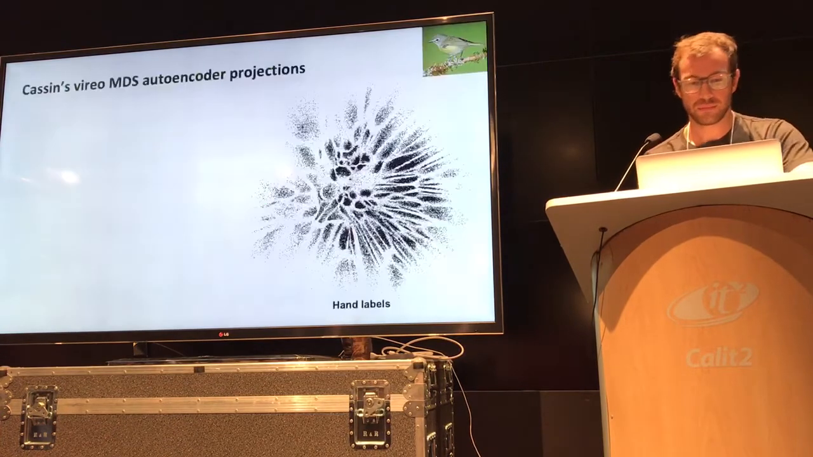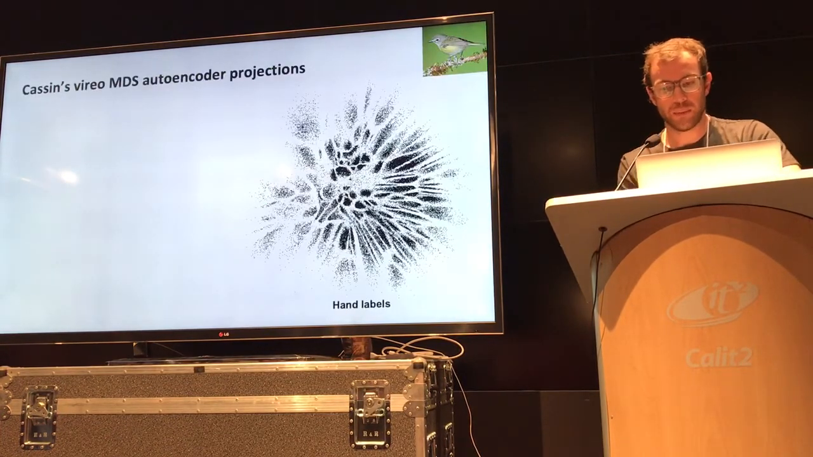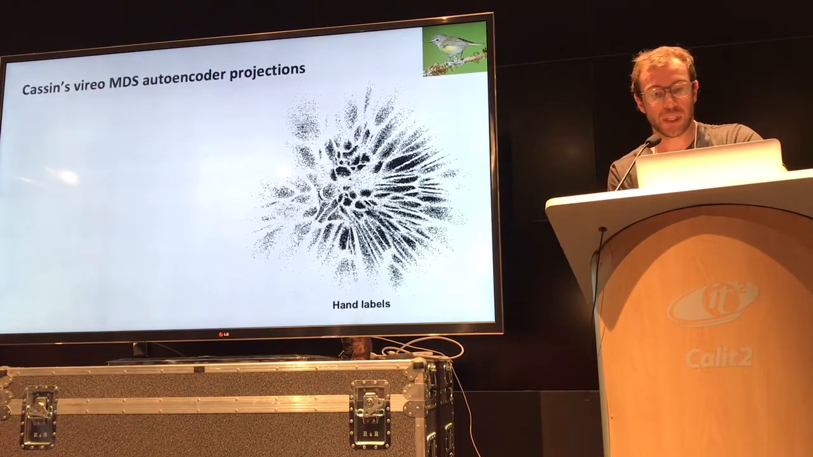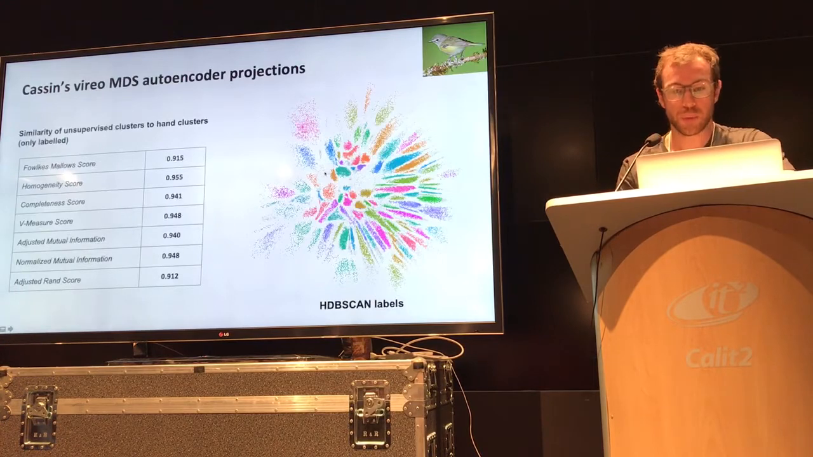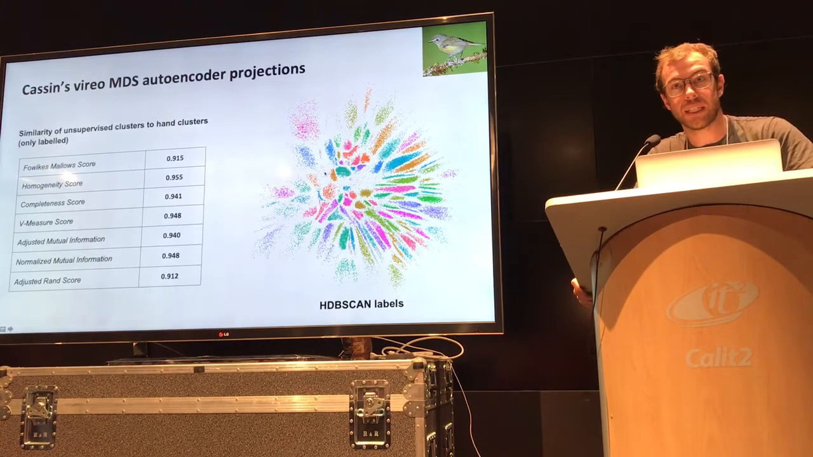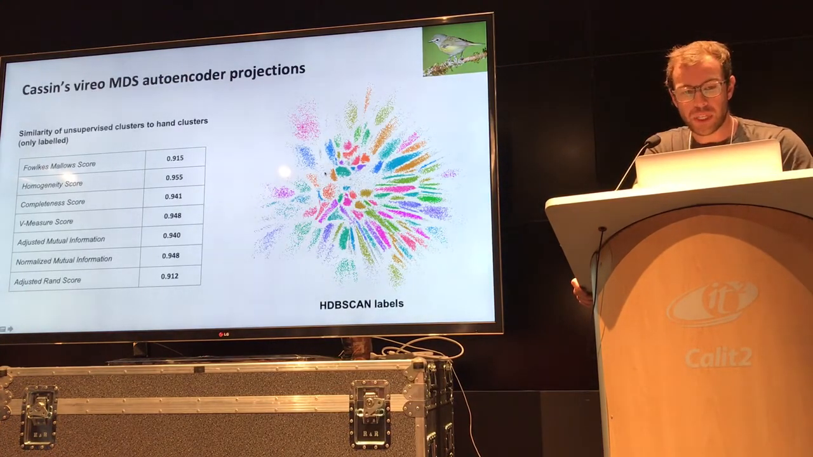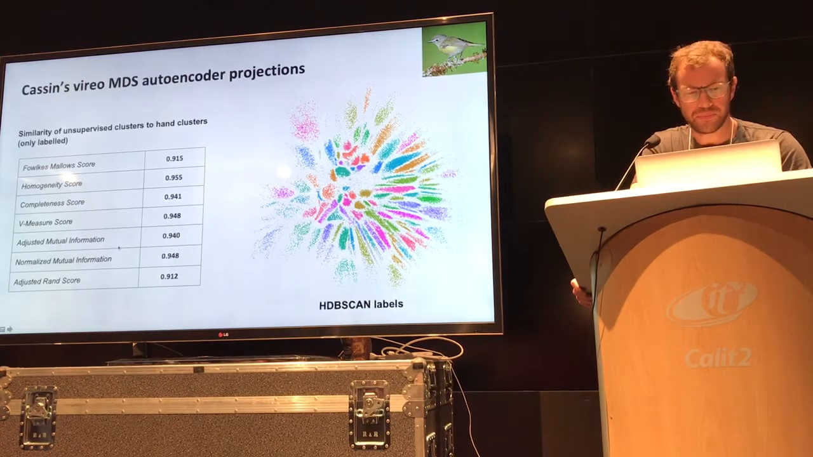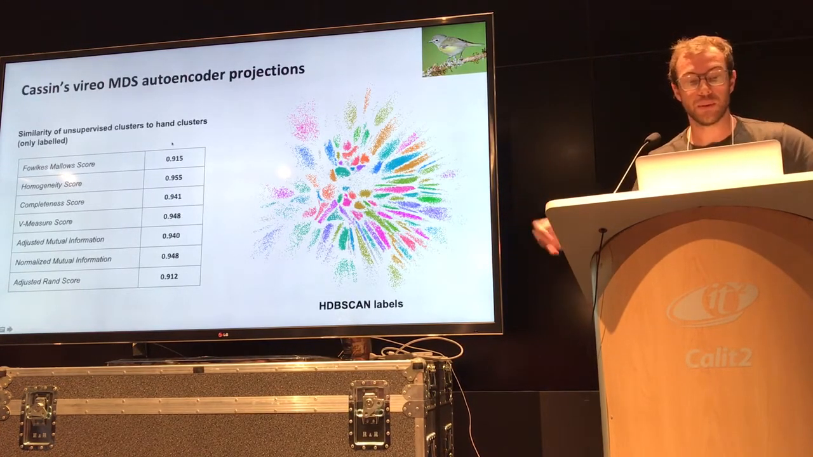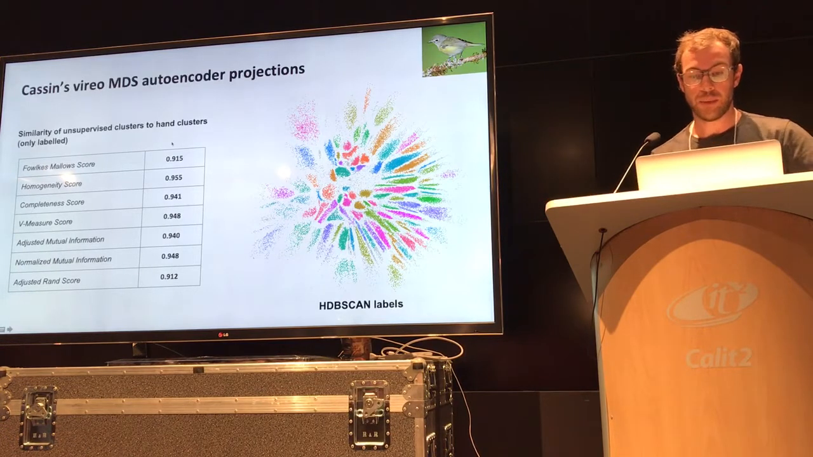Okay. So one of the first things that you notice about these latent representations is that they form clusters. Here we're looking at some Cassin's vireo song, and you can see these nice little black clusters that exist. We can use automated clustering techniques, like here HDBSCAN, and compare the clustering we did automatically with hand labels. On the left, these are a couple of measures of similarity between labeling schemes, the hand labels and the HDBSCAN labels.